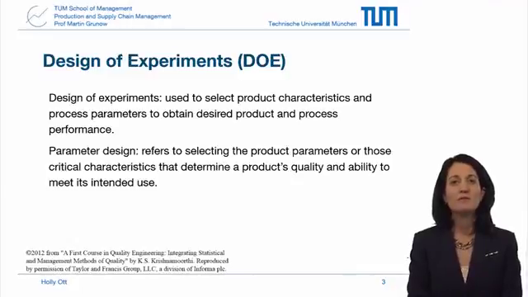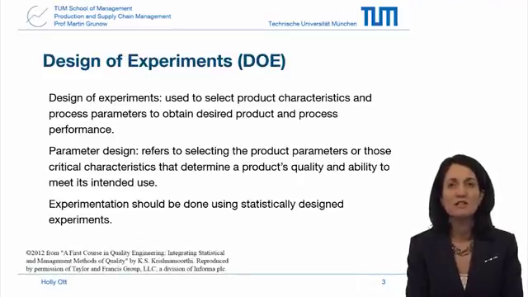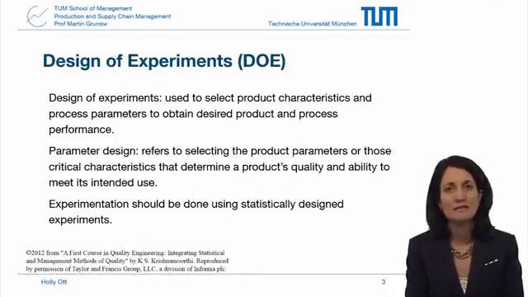Now, when we say parameter design, this refers to selecting the product parameters, or those critical characteristics that determine a product's quality and the ability to meet the intended use of the product. Experimentation should be done using statistically designed experiments. And in this lecture, we will now look at the basis of experimental designs and how to set up a 2x2 factorial design.